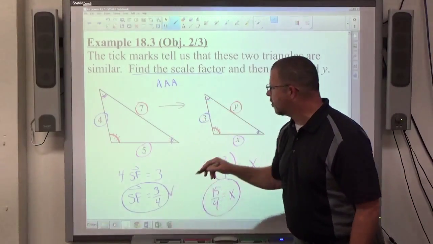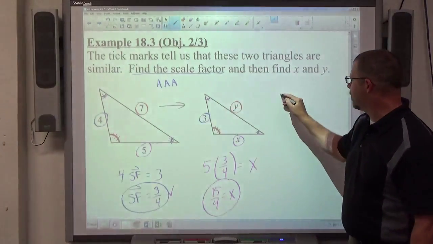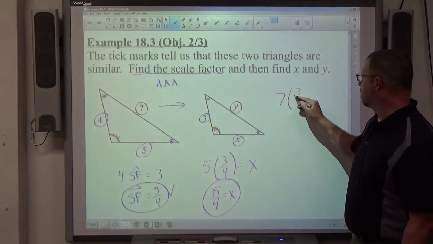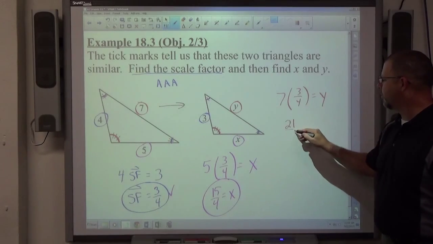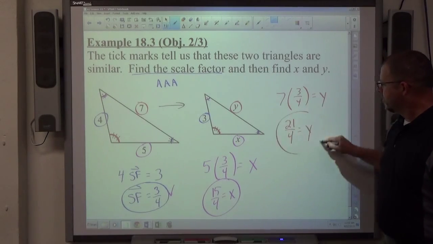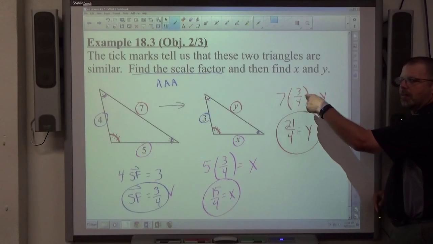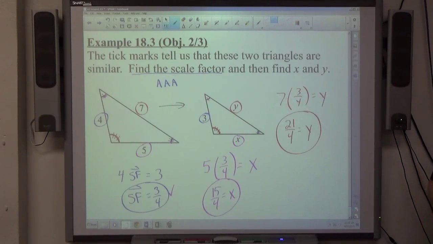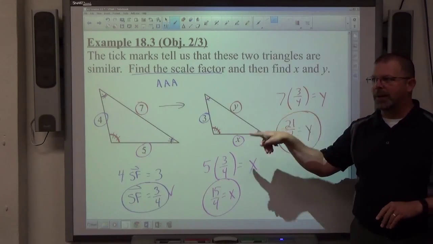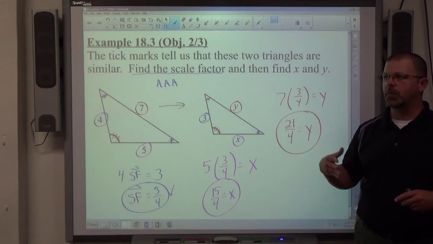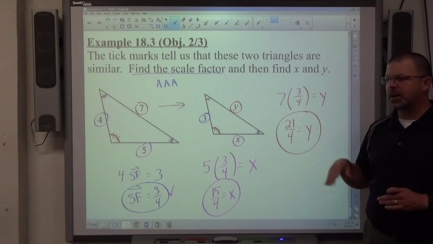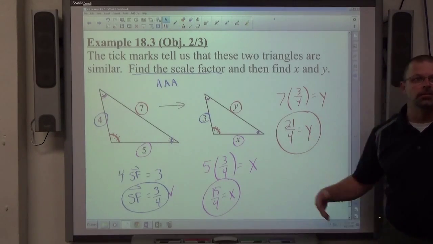Looking at the red ones, 7 going to y. And again, our scale factor is 3/4 going from this to that. So 7 times the scale factor is equal to y. So 7 times 3/4 is 21/4. Remember, when you multiply a whole number times a fraction, you just multiply by the top, and the bottom stays what it is. Okay? In Algebra 1, we didn't do scale factor, we did proportions on these problems, and I'm going to do them again this year at some point. We'll do proportions again. I just wanted you to see another technique that you might like better.